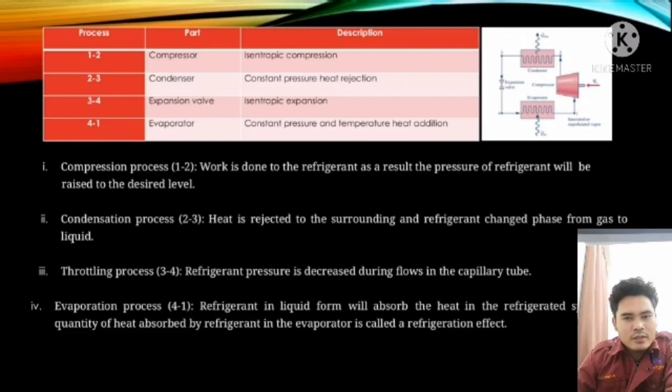Throttling process, point 3 to 4: refrigerant pressure is decreased during flow in the capillary tube. And the evaporation process, from point 4 to 1: refrigerant in liquid form will absorb the heat in the refrigerant space. The quantity of the heat absorbed by refrigerants in the evaporator is called a refrigeration effect.